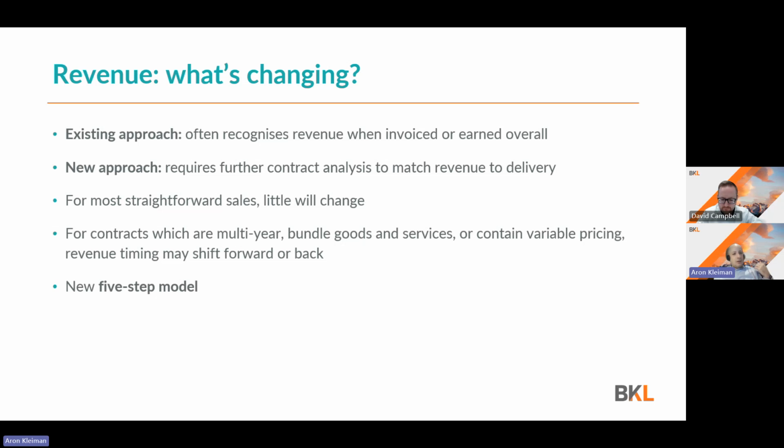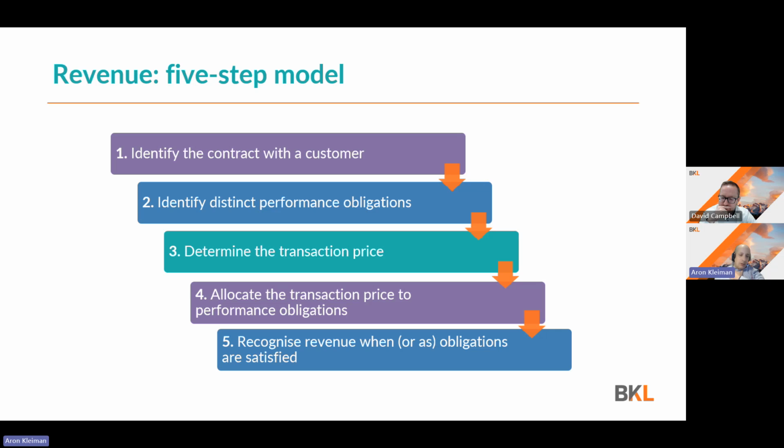However, for contracts that are multi-year, where goods and services are bundled together, there's more than one product offered as part of the contract, or if there's things like variable pricing, revenue timing may shift forward or back depending on the detail of that contract, the performance obligations, when they're discharged, and the consideration as it relates to each of those performance obligations. And it effectively is moving FRS 102 to align to what is in IFRS 15 as the 5-step model. So here's the 5-step model, highlighted step by step.